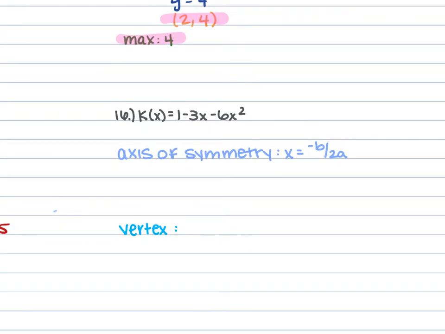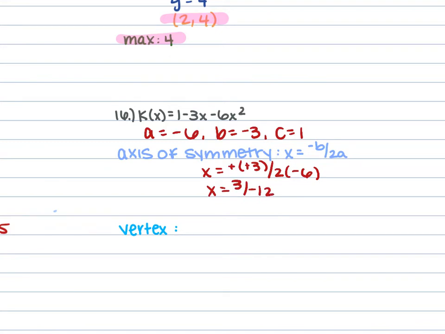For 16, they give us k of x is equal to 1 minus 3x minus 6x squared. So our a is negative 6, our b is negative 3, and our c is 1. So this is going to give us an axis of symmetry of x is equal to a negative times negative 3 over 2 times negative 6. So this is going to be 3 over negative 12, which is negative 1 over 4.